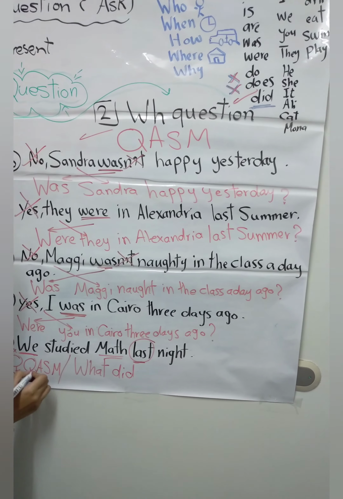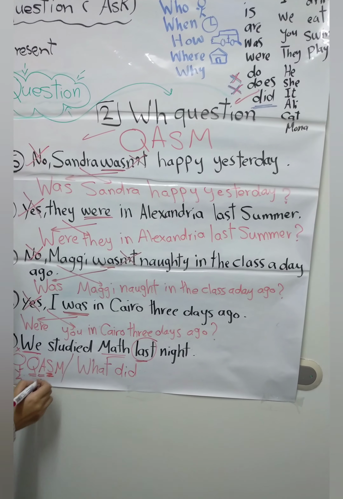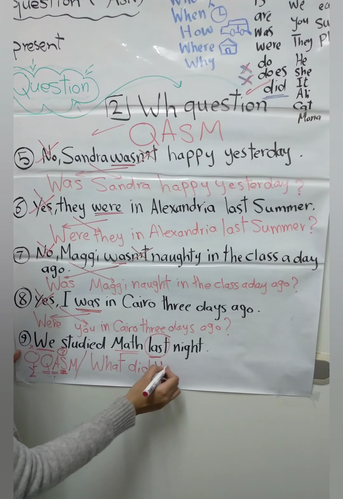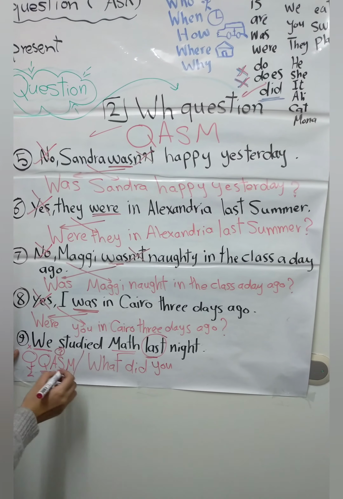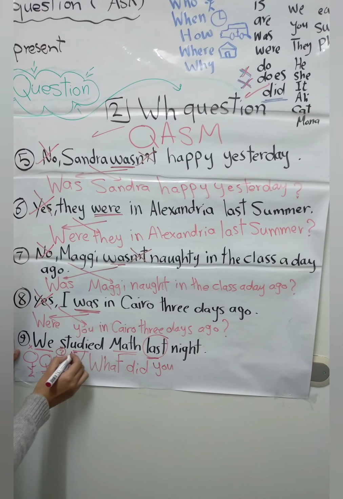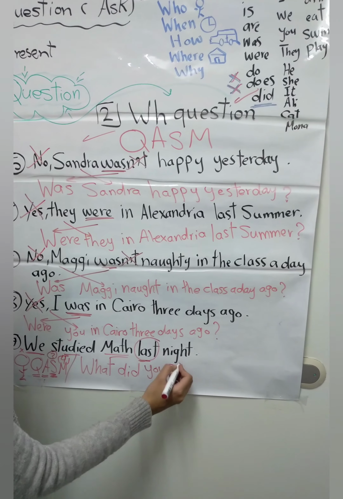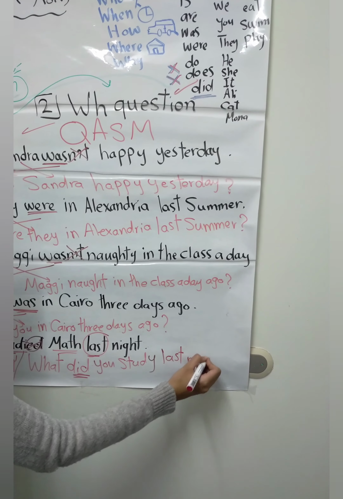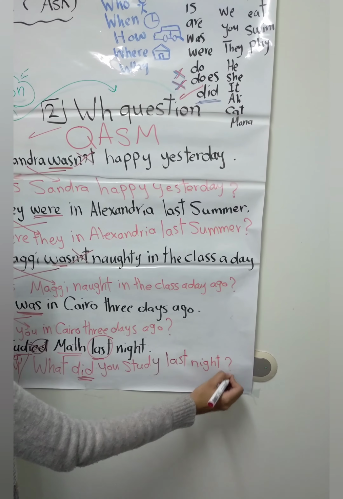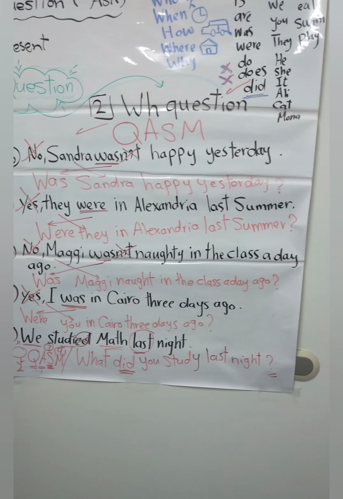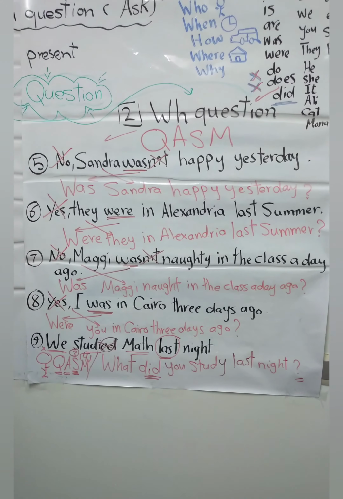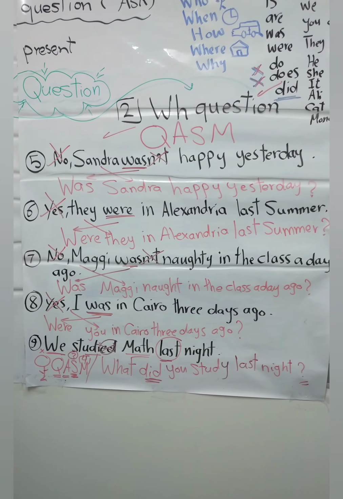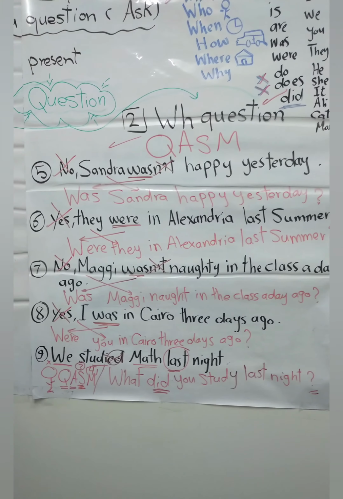Number 3, subject. Here the subject is we, so we becomes you. What did you? Number 4, main verb is study. Study last night? And don't forget question mark. Okay, Junior? The rest of the questions from 10 to 15 will be homework.